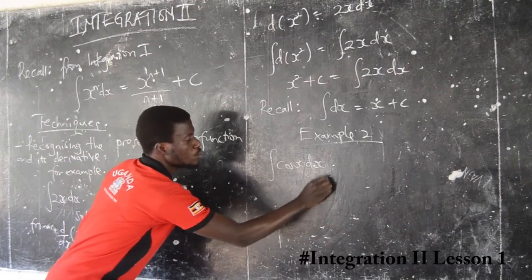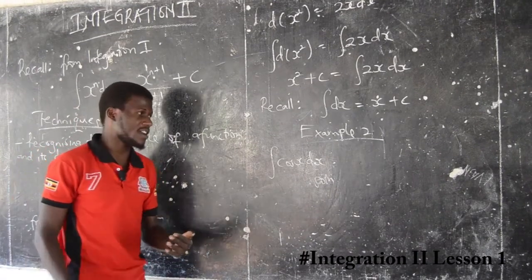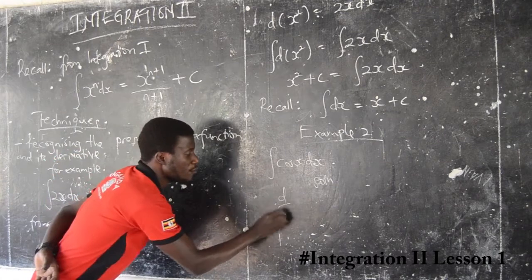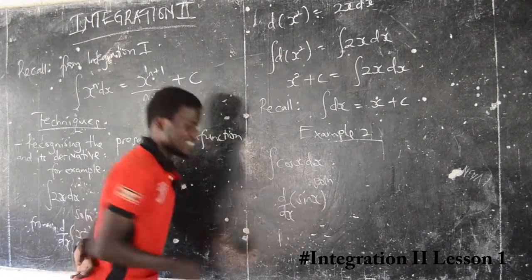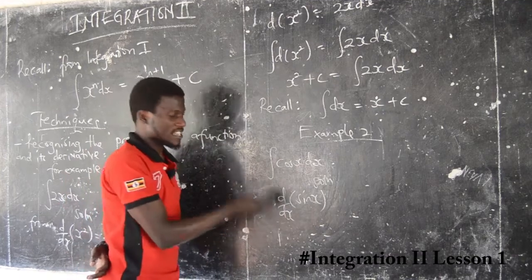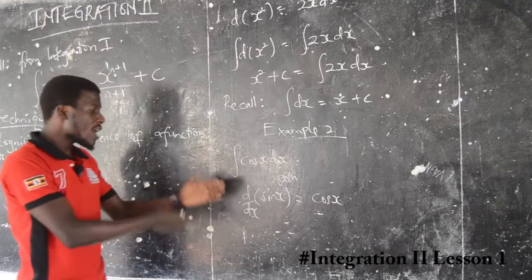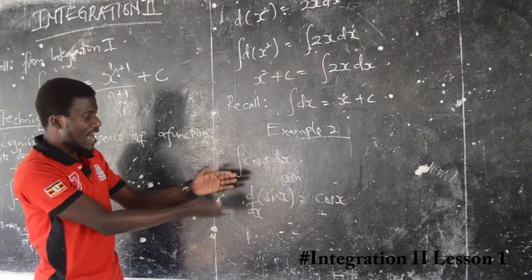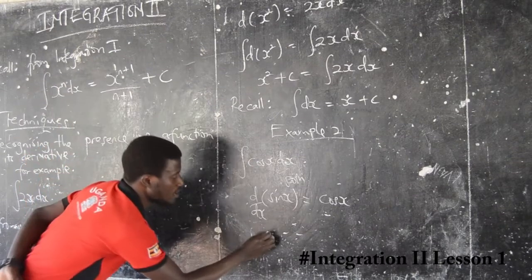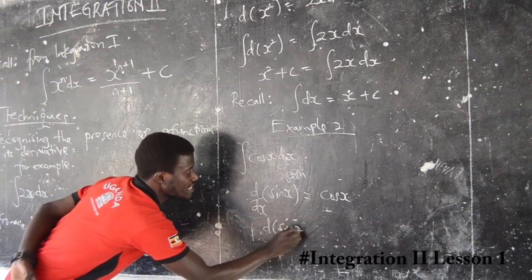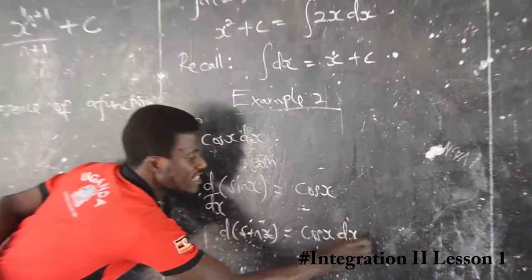Therefore, our solution using the method of recognizing the presence of a function and its derivative goes like this. From d/dx of sine x, when you differentiate a sine, you get a cos. Therefore, try to adjust until you get something which relates to the question. So we say d(sine x) is equal to cos x dx.